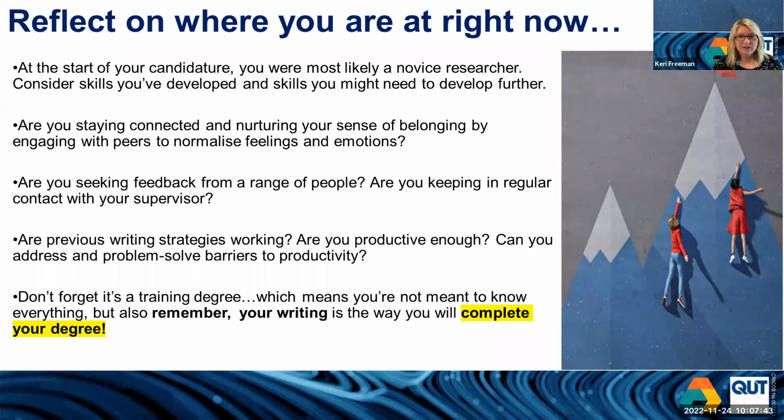Okay, so remember when you started, you were a novice researcher, you didn't know as much as you know now. So you've already come a long way. So you can factor that into this reflection as well. But the things I want you to think about is whether you're staying connected with your peers, with your supervisors. Are you nurturing that sense of belonging with your faculty, with your school, with QUT? Are you seeking feedback from a range of people? Could you increase the range of people that you're seeking feedback from?